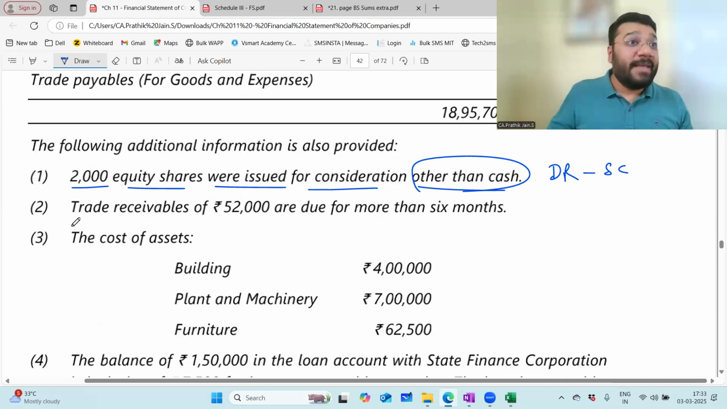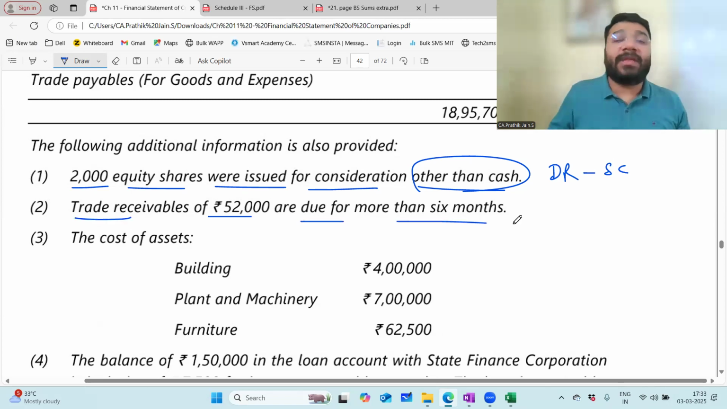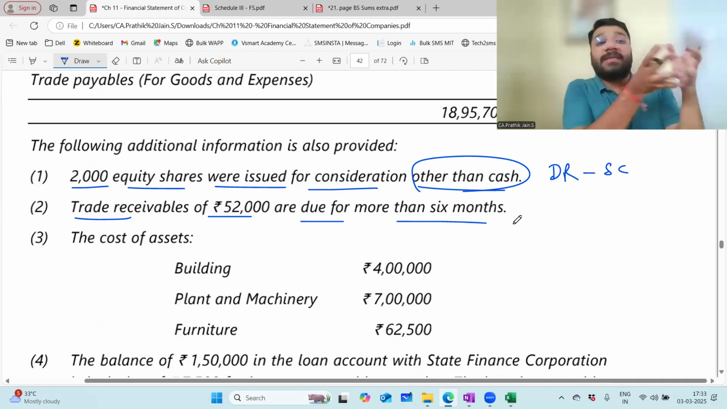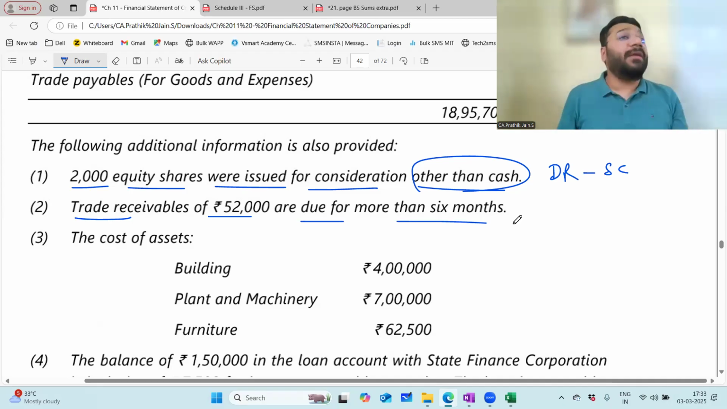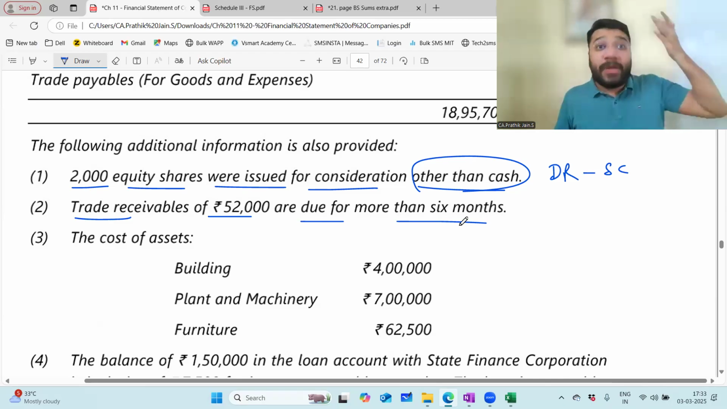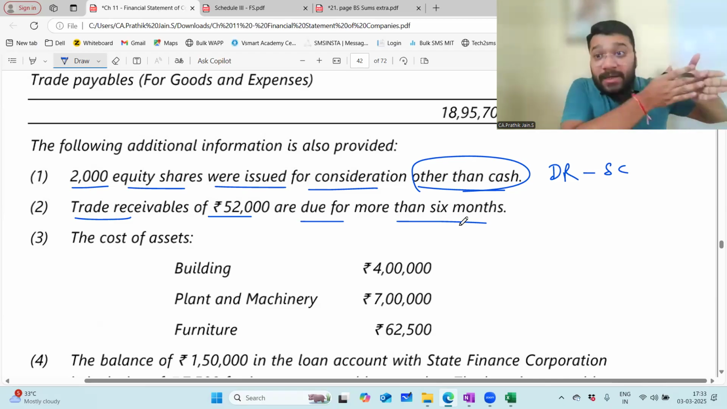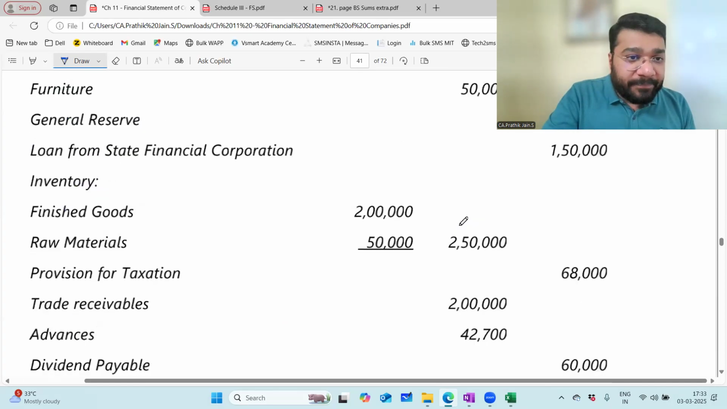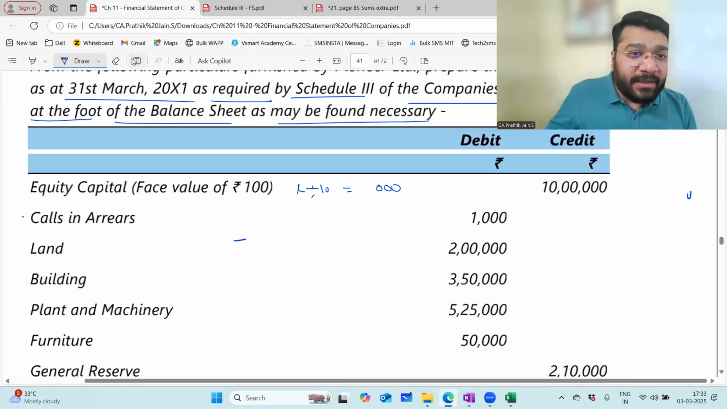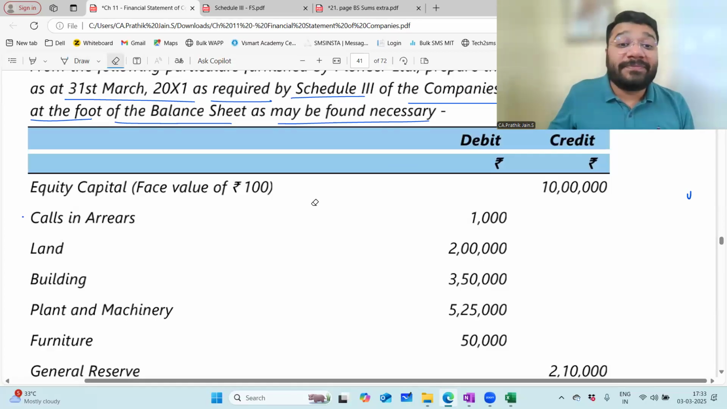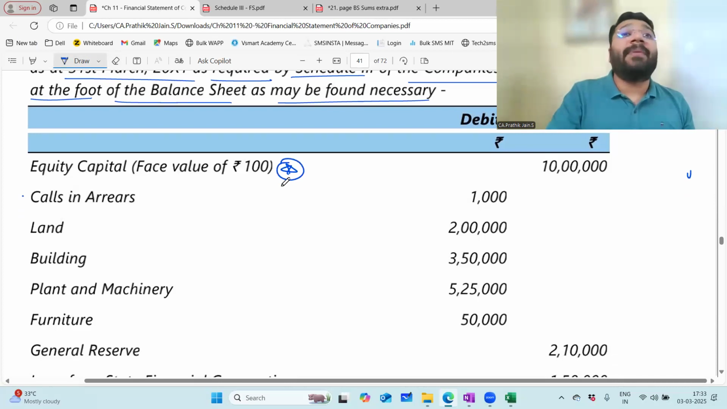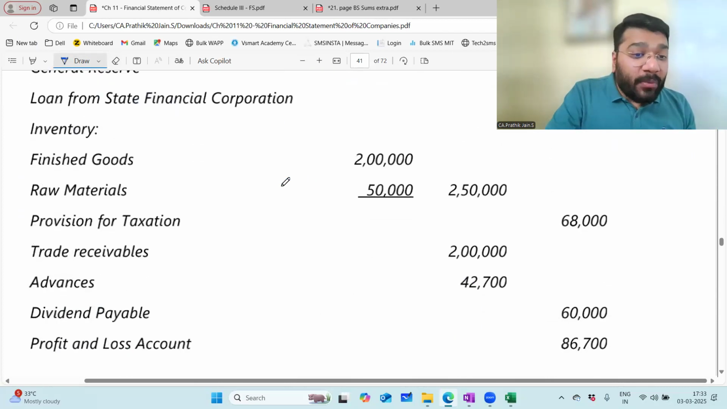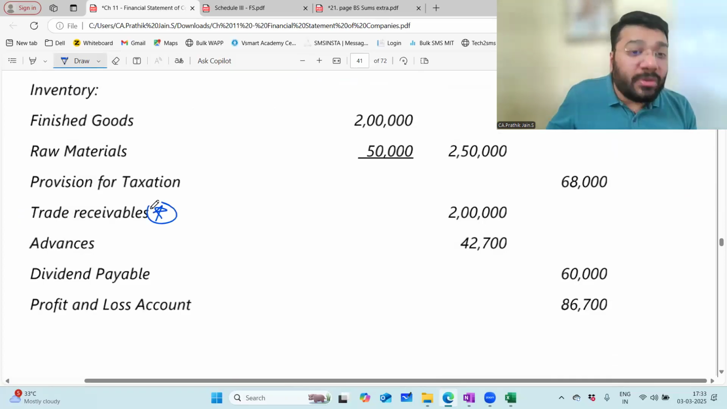Share capital. Now, trade receivable 52,000 are due for more than 6 months. So in the trial balance, there's some trade receivable. In that, there's one particular trade receivable which is due for more than 6 months. Means the due date is gone, the 6 months have gone by, and still money is not received. So this is information of aging. Okay. So I'll come back here. I will put one star mark here. Why am I putting a star mark? To know that against this there's an adjustment. I'm putting one adjustment against equity share capital for disclosure requirement. I'm putting one star mark against trade receivable because I need to disclose the aging.